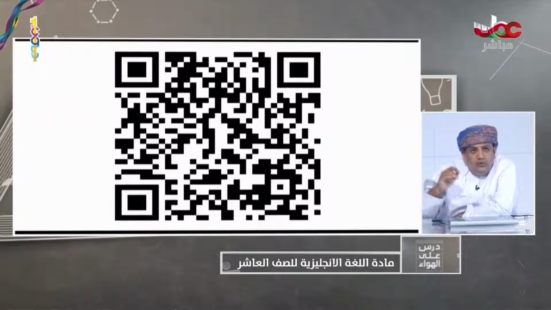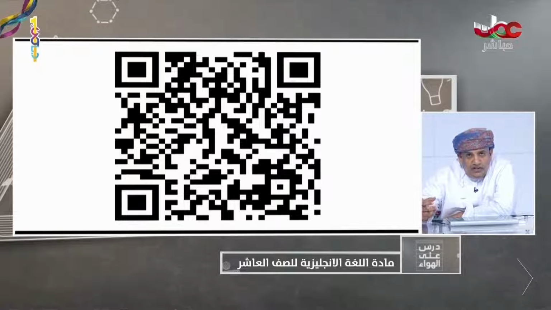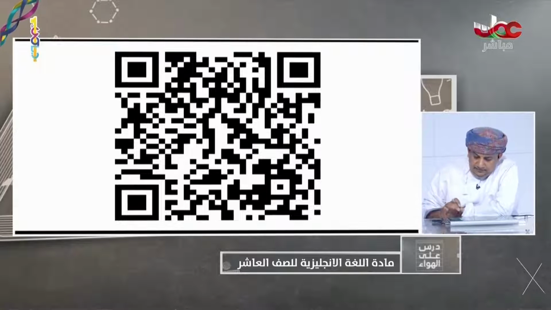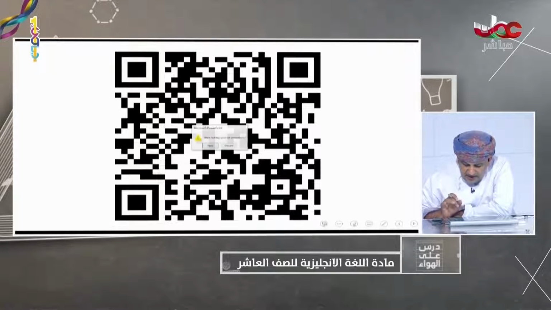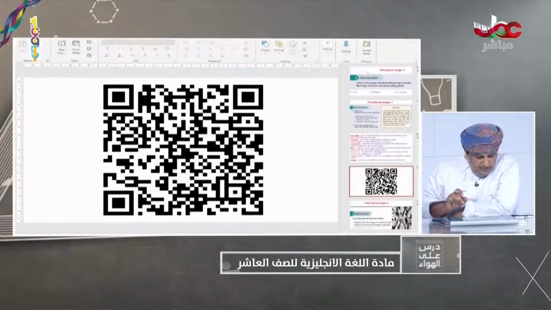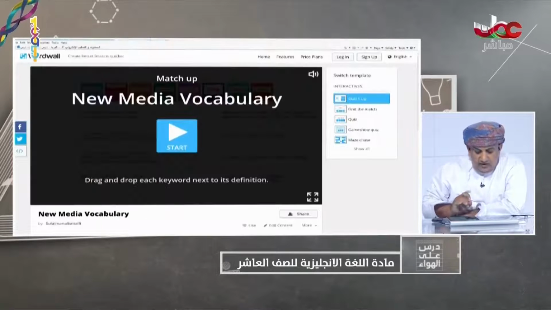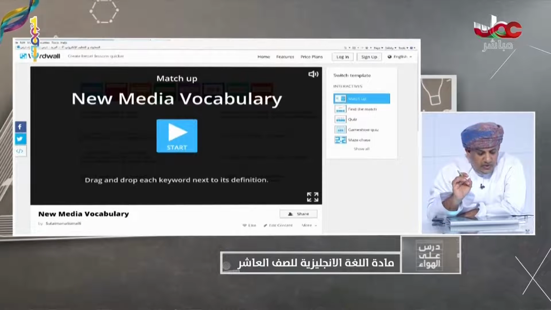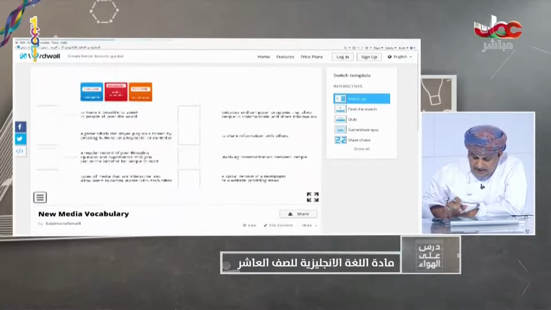Okay, so now let's play a game. I want you to scan this QR code because we are going to play it now. I want to demonstrate and explain how to play this game. Okay, finish. Now let's look how to play this game. Okay, it's called new media vocabulary. So now let's play it together.